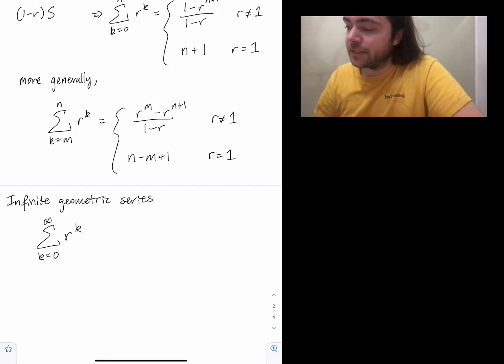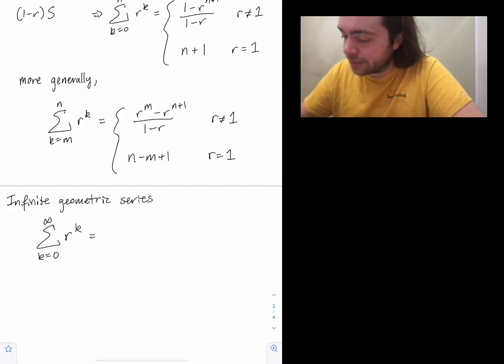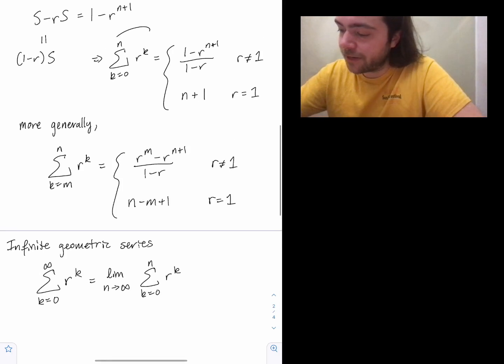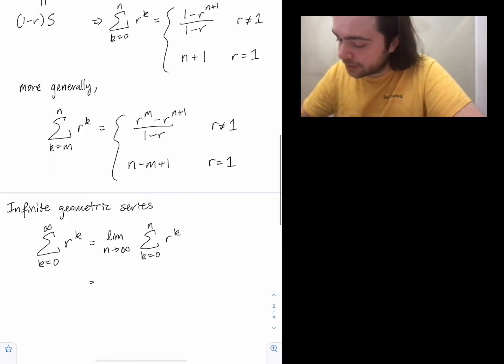This is an infinite sum. What's the definition of an infinite sum? Well, it's just the limit of all the partial sums. So it's the limit as n goes to infinity of these partial sums, starting from k equals 0 going up to n, of r to the k. And that's nice because we already figured out what this is, right? We already figured out what that is before. So I'll just stick that in there for now. So we have the limit as n goes to infinity of this.